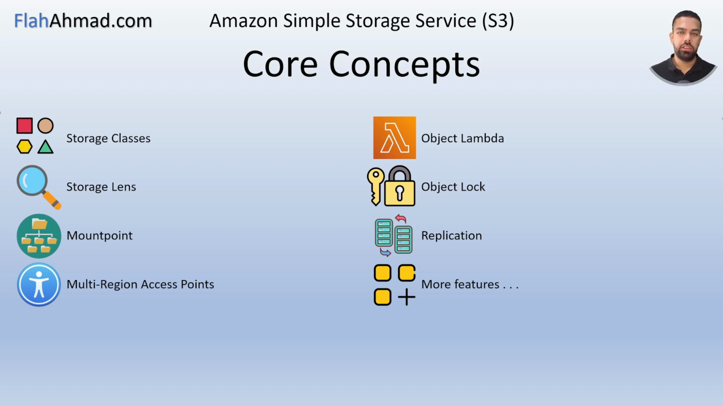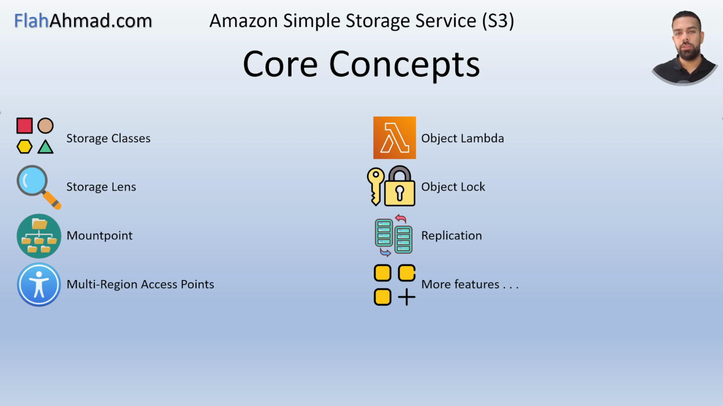Multi-region access points in S3 enable you to access your data across multiple AWS regions with a single endpoint. This feature is especially useful for globally distributed teams or applications, as it automatically routes your requests to the nearest AWS region, reducing latency and improving performance. It also enhances data availability by allowing access even if a specific region is unavailable.